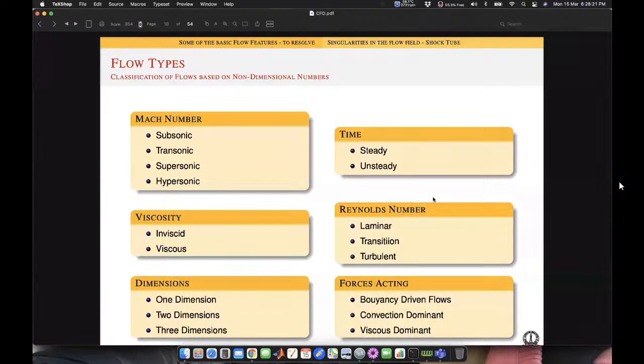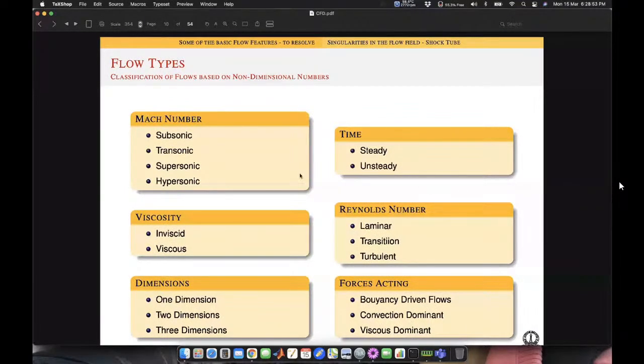Most of the flow fields can be classified something like this. They can be classified based on Mach number. Mach number, some of you might not have known it. It's a non-dimensional number which gives a ratio of the fluid velocity to the velocity of sound in that medium. So it's a ratio of two velocities: the physical speed of the fluid to the speed of sound in that particular medium that you're looking at, whether it is water or any fluid that you're looking at.